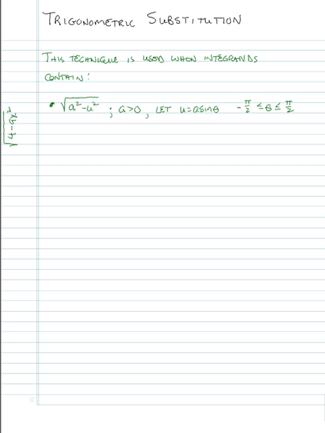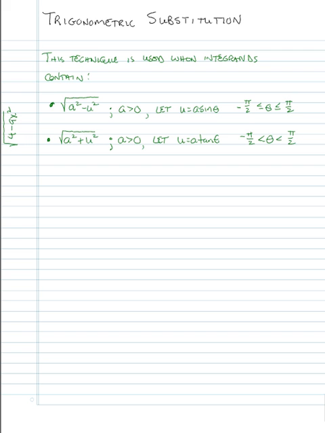Okay. The next style of radical that we would be interested in is another square root of a squared plus u squared instead of minus u squared. And once again, we're going to assume that a is positive, and our substitution in this case, and in a minute we'll see why, will be u is equal to a times tangent of theta. And in this case, because tangent of theta is not defined at negative pi over 2 or positive pi over 2, we're going to assume theta is between them, but not including those endpoints.